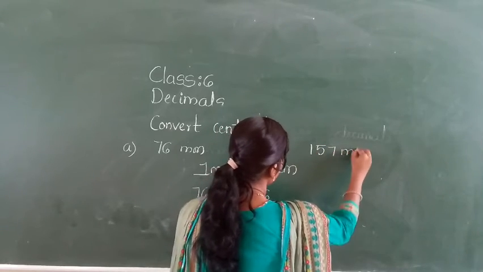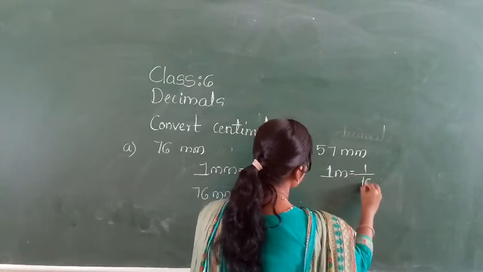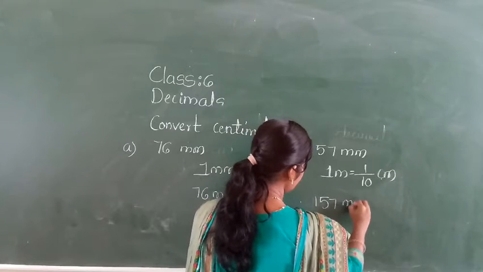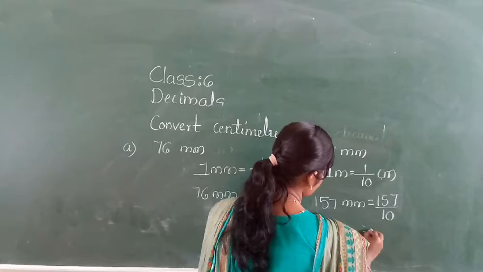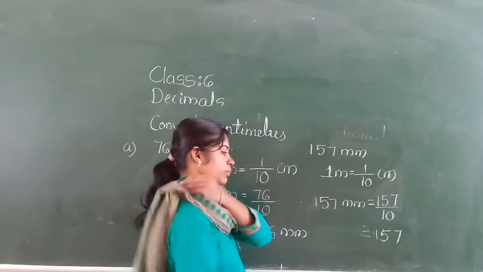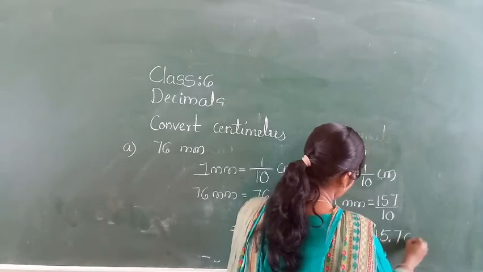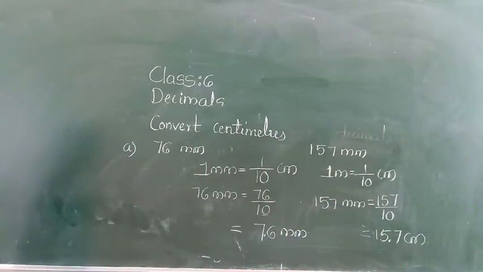157 mm. Okay, so already you know 1 mm is equal to 1 by 10 centimeter. So 157 mm is equal to 157 divided by 10. So write here numerator as it is 157. After how many digits you have to give your point? 1 digit. 15.7. What to write here? Centimeter. So this type you have to convert to centimeters. I hope you are getting my points.